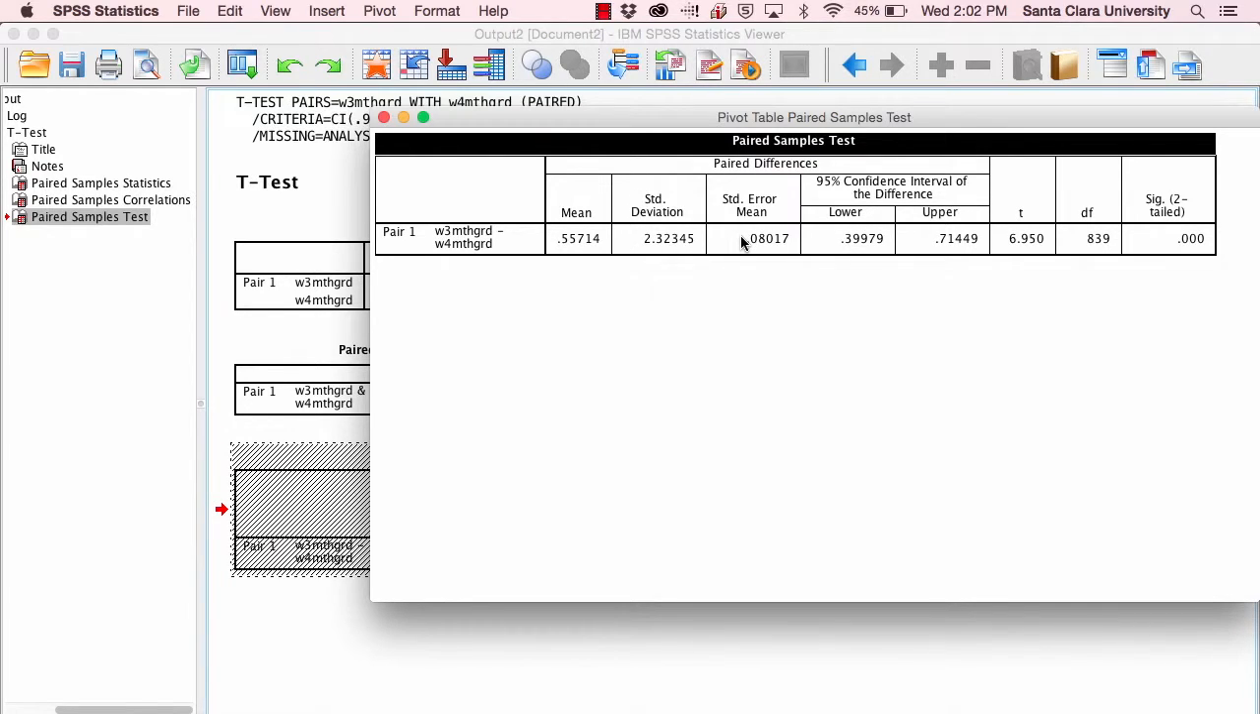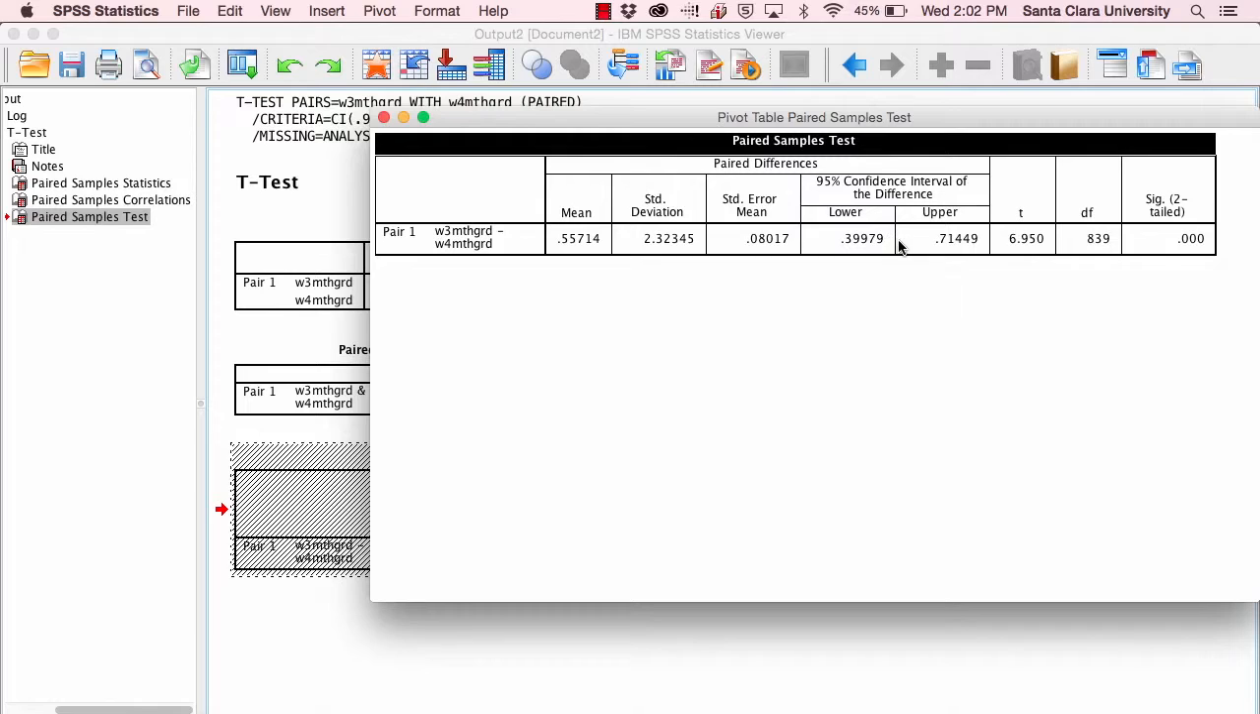And then the standard error of the mean is basically taking the standard deviation of the difference between the means and dividing it by the square root of the sample size. So it's a measure of the average difference between the difference of the means, comparing samples to the population. This is the confidence interval of the difference between the means.